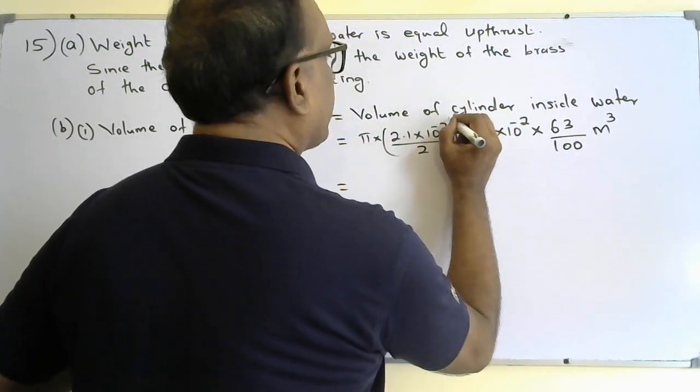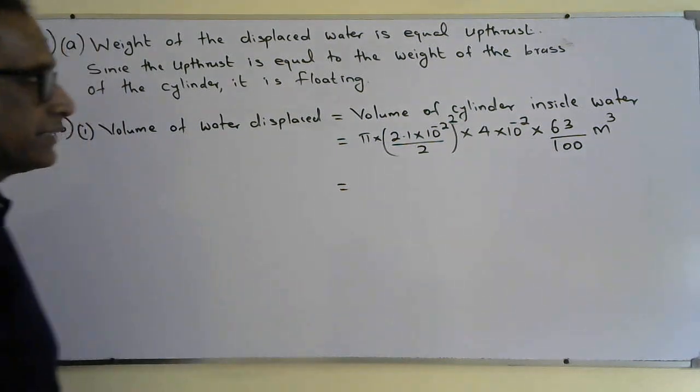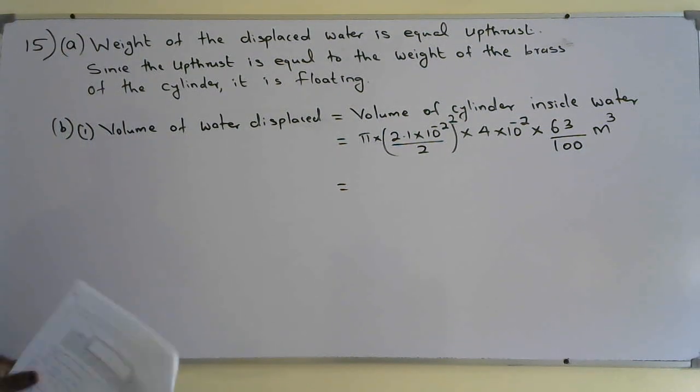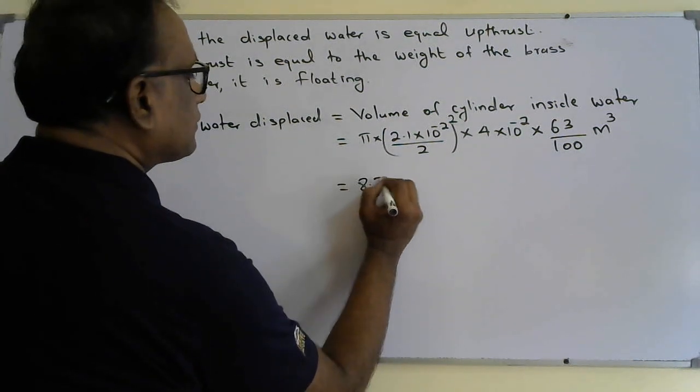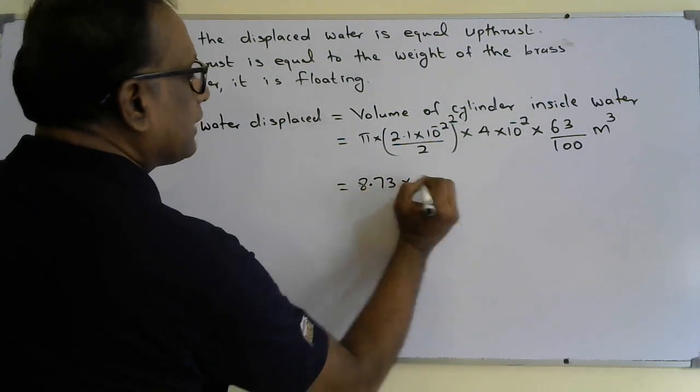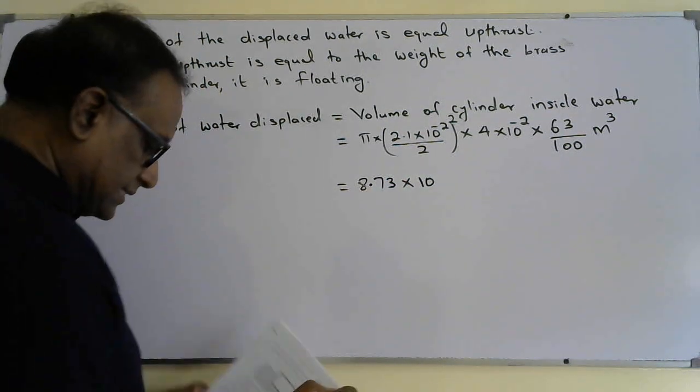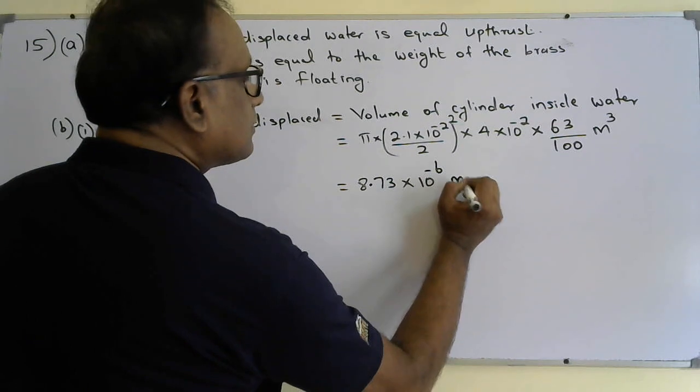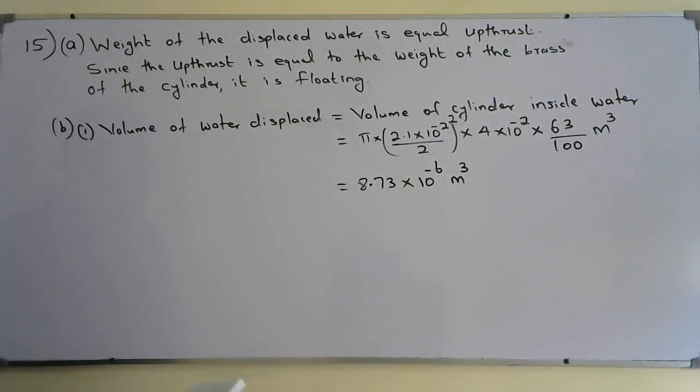So here that's pi r squared, right. So when you solve it, it will become 8.73 into 10 to the power minus 6 meter cube. The question is, the density of water given, show that the mass of the cylinder.